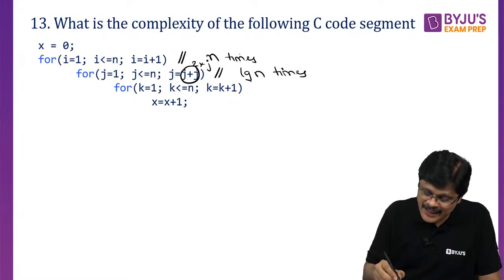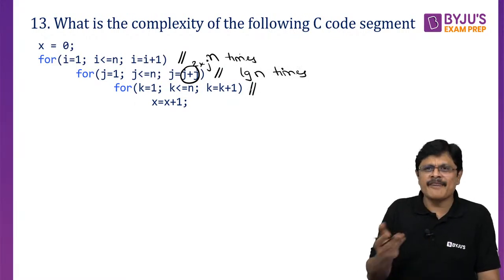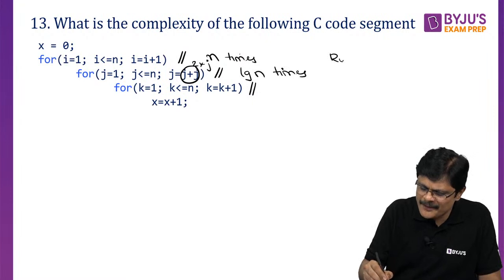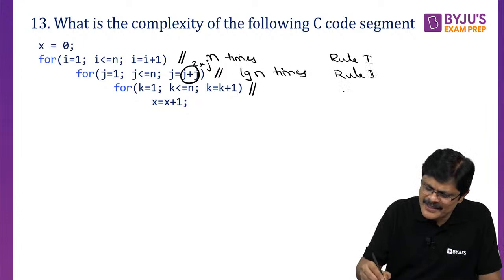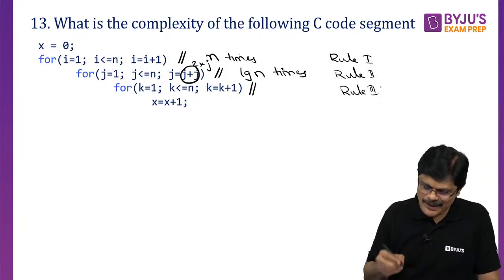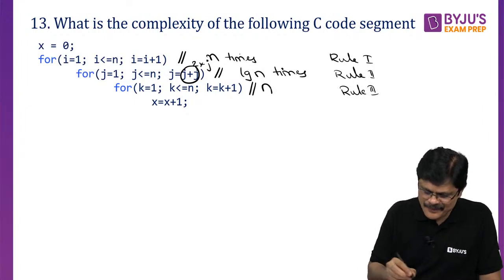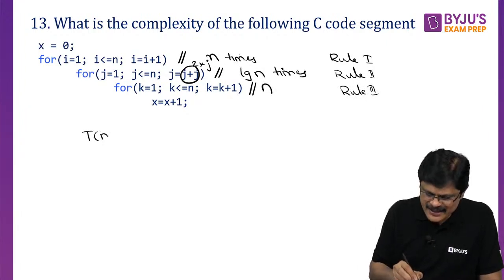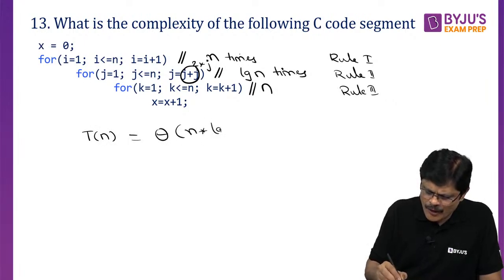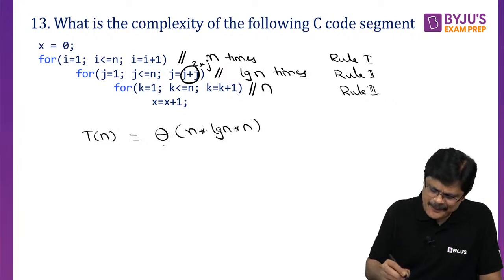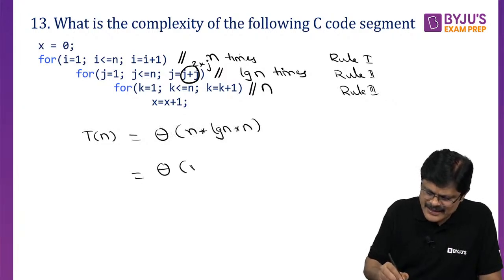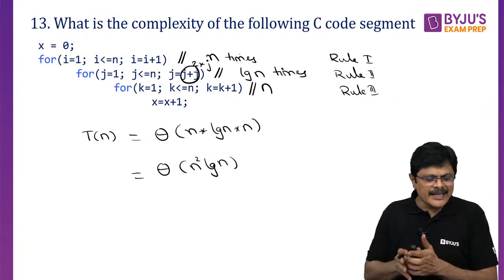Now the third, innermost loop. Again it is regular first rule only. This is rule 1, this is rule 2, and this is rule number 3. So what is the answer for this? n. So the answer is, multiply them: theta n into log n into n. So what is the answer, sir? n square log n. Is the idea clear?